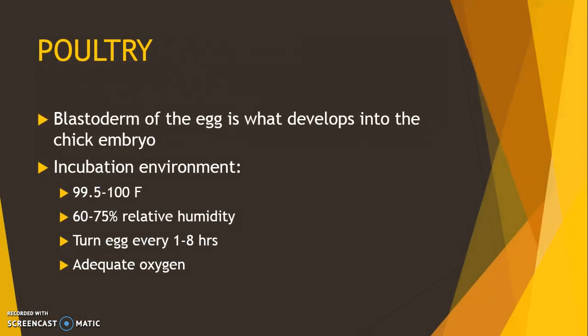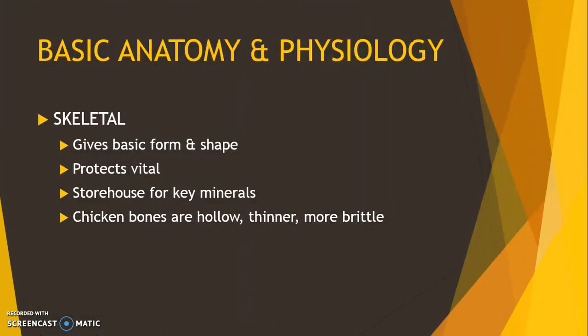In poultry, the blastoderm piece of the egg is what develops into the chick embryo. Incubation in poultry needs to be between about 99 and 100 degrees Fahrenheit, with very specific relative humidity, and turning the egg every few hours with adequate oxygen will help in proper chick development.